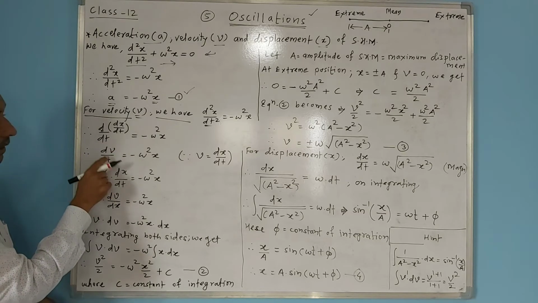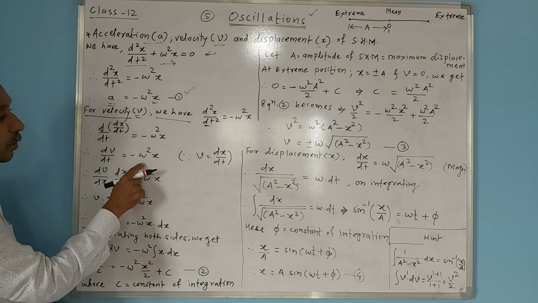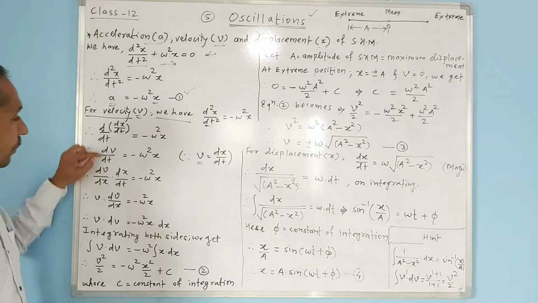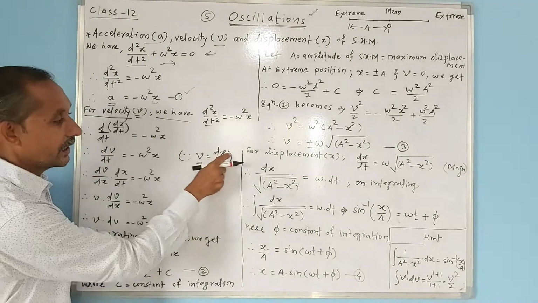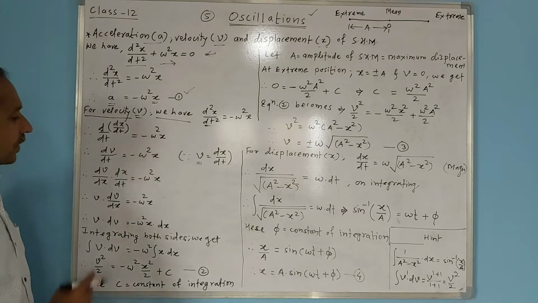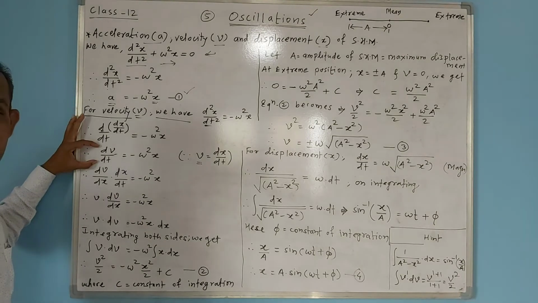So this equation becomes dv by dt on the left hand side. The right hand side will be the same, minus omega square x. So this is the velocity. V means dx by dt. So dx by dt means v.